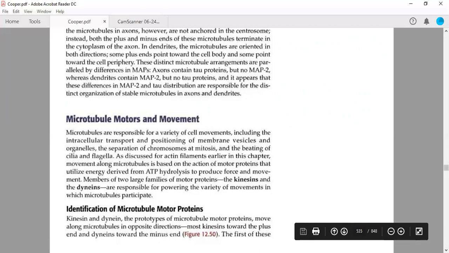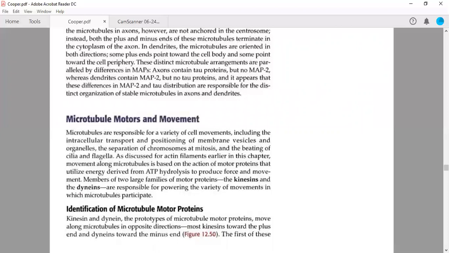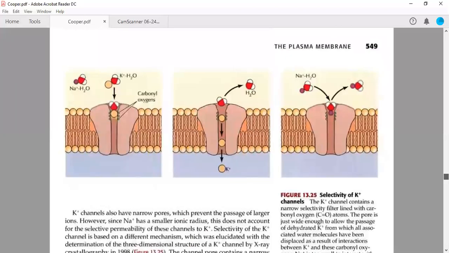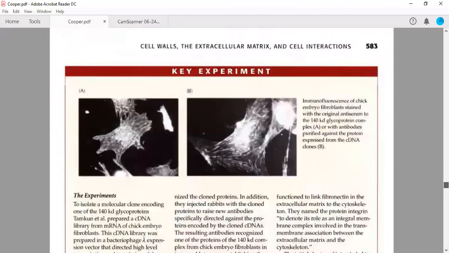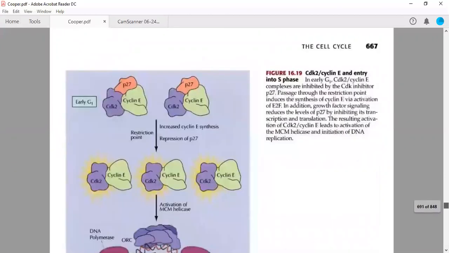Now we will move again to our page number 635, which is again not the same page because this PDF is having different pages.